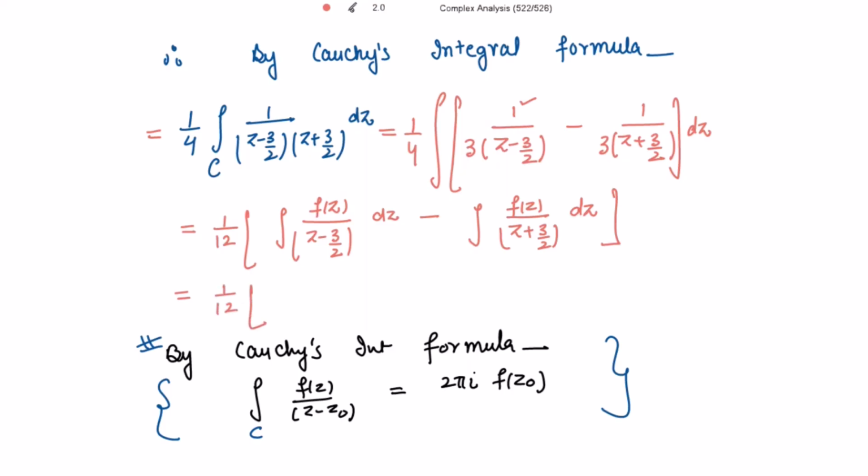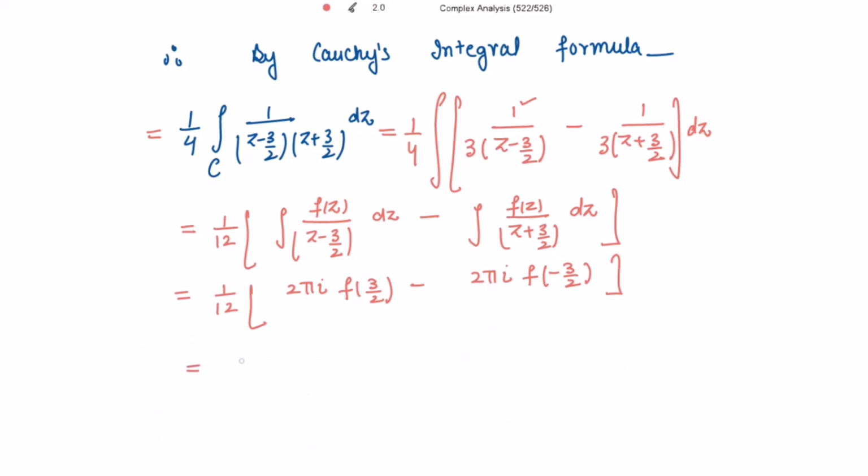What is Cauchy's integral formula? Just match the format. It is 2πi f(z0), right? So here your z0 is 3/2. So the value for this integral is 2πi f(3/2), minus the value for this integral by Cauchy's integral formula, which is 2πi f of, what is z0 here? -3/2. Please check this format. Here z0 is -3/2.